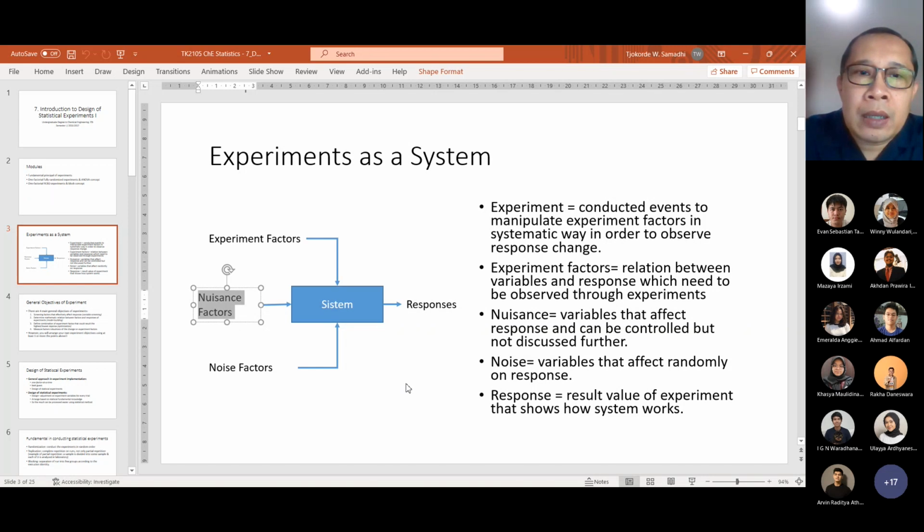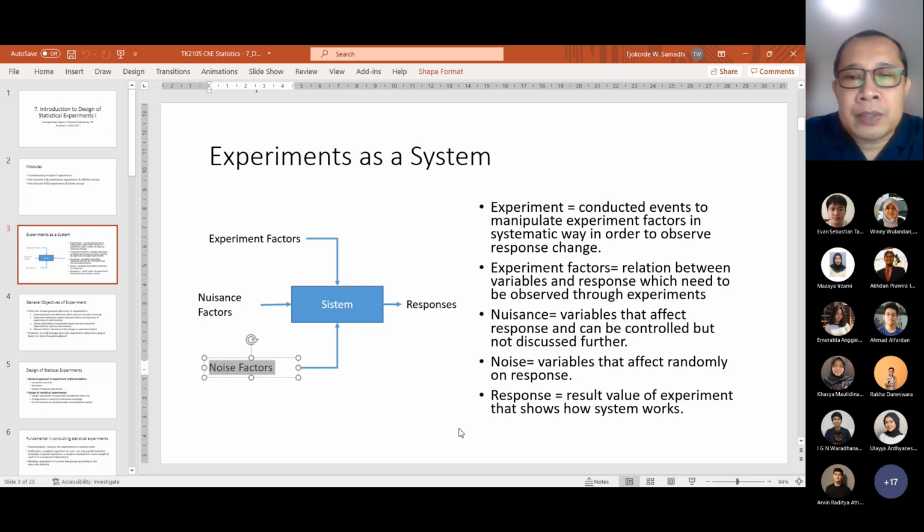Nuisance factors can usually be anticipated. It can be understood, and so it is categorized as a systematic variable. Systematic means you can understand its values, you can understand the mechanism by which it affects the response. As opposed to the last one, which is the noise, and this is really a random factor. This means there's no way that we can pinpoint what these noises are. So the effect that the noise has on the response is random.